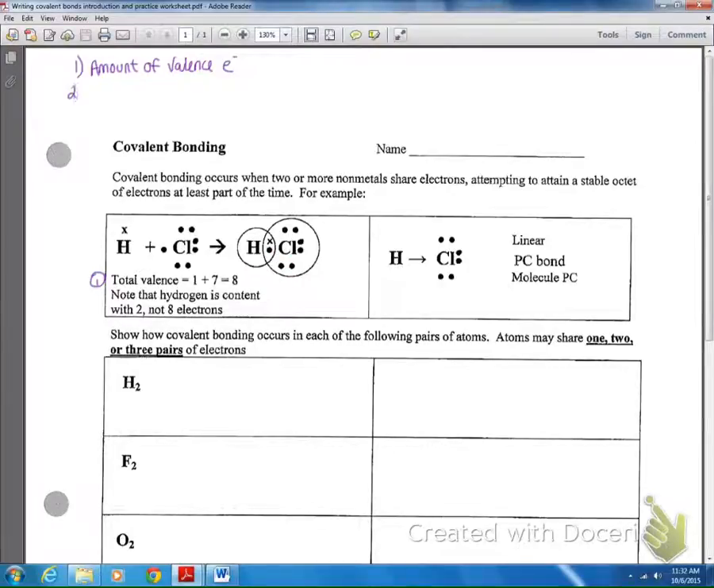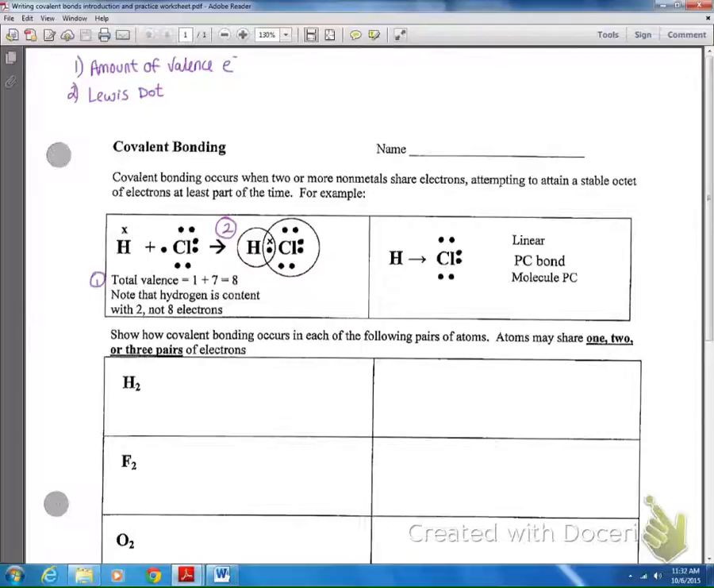The next thing that we're going to do is draw our Lewis dot. So in this case, anytime you have 2 atoms, you're just going to put those 2 atoms next to each other. And then you're going to take the 2 electrons and share them with hydrogen so that hydrogen is happy. And you're going to take the next 6 electrons and put them around chlorine.